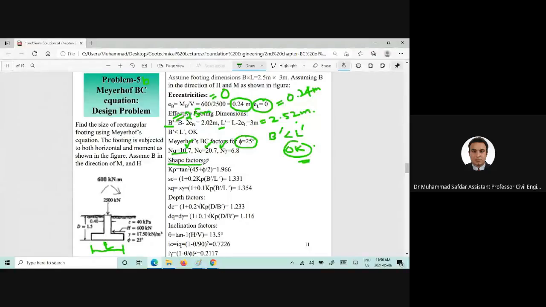Now let's solve for the shape factors. How about the shape factors? Here you can note down the KP value, and please kindly give me the shape factors SC, SQ, S gamma. Use this KP value to calculate the shape factors. These will be the shape factors, these will be the depth factors, and here the inclination factors will come.